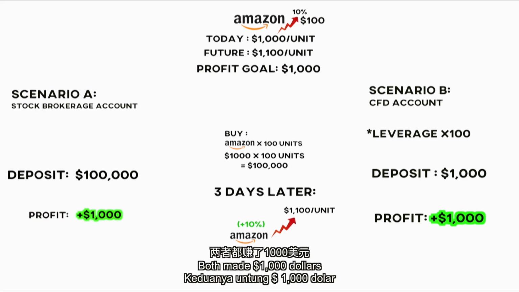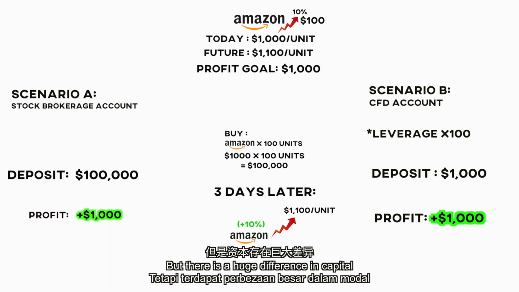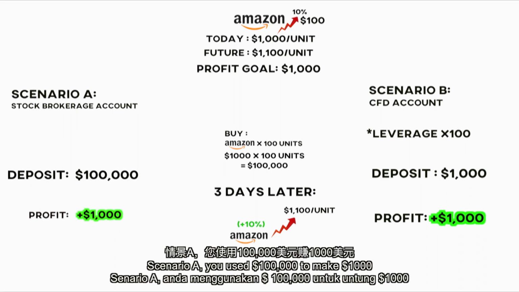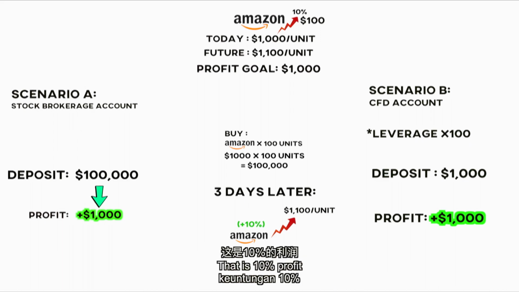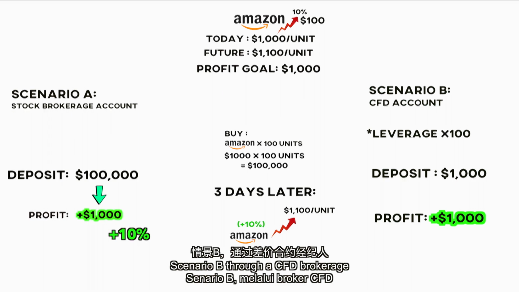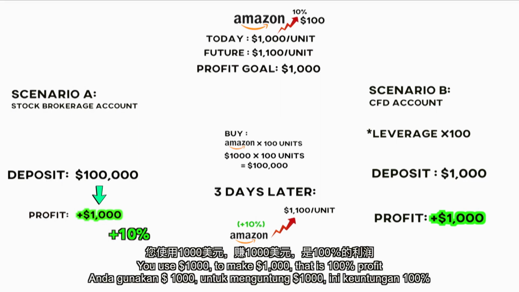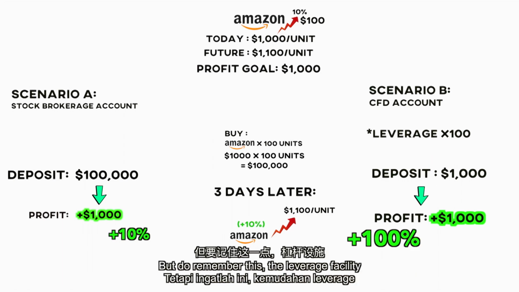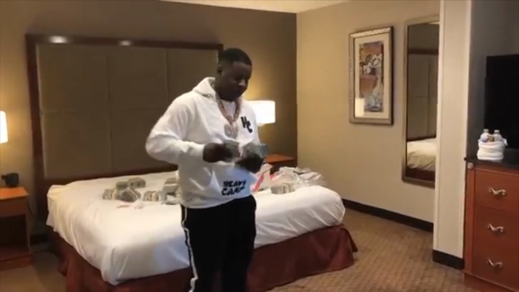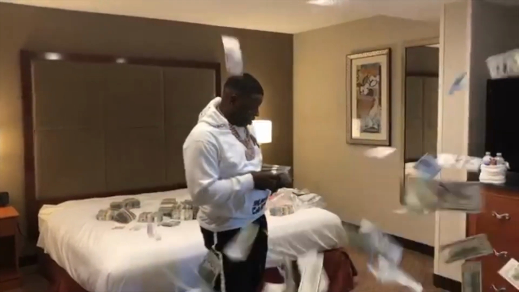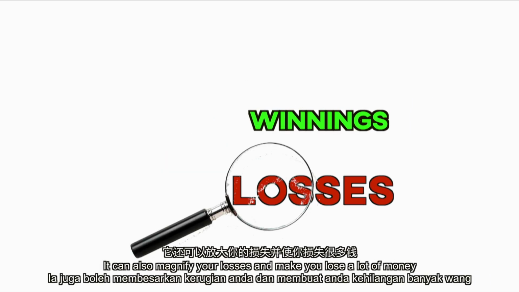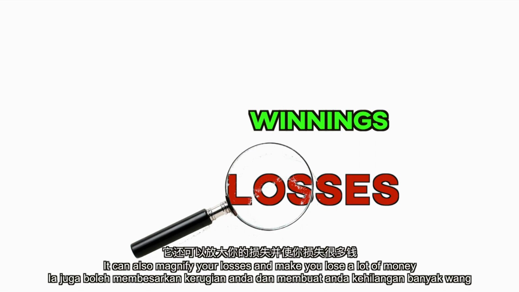Both made $1,000, but there's a huge difference in capital. In Scenario A, you use 100,000 to make 1,000. That's 1% profit. With Scenario B, through a CFD brokerage, you use $1,000 to make $1,000. That is 100% profit. But do remember this, the leverage facility can really magnify your earnings and make you a lot of money. It can also magnify your losses and make you lose a lot of money.